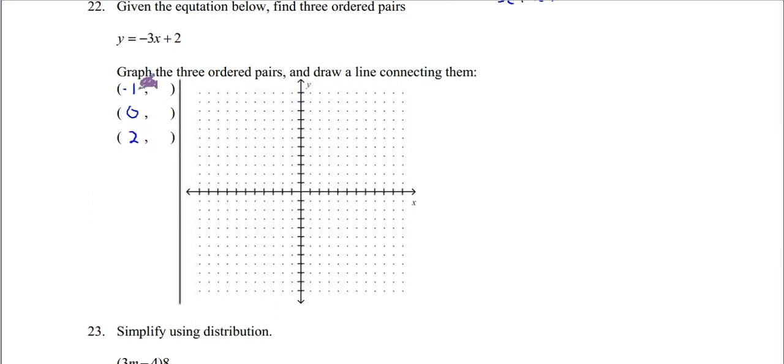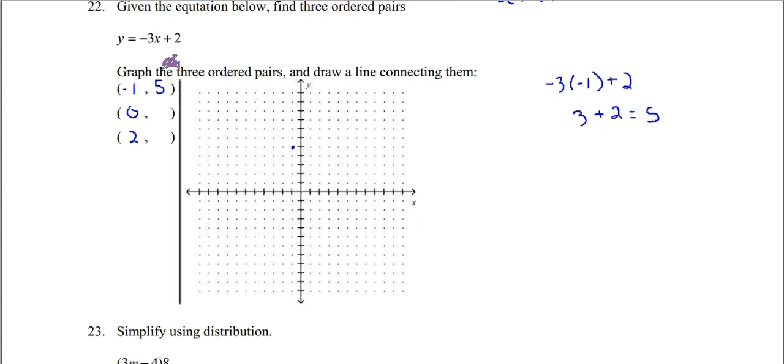All right, so for the negative 1, I'll show you what that looks like over here. Negative 3 times negative 1 plus 2. Negative 3 times negative 1 is positive 3, plus 2 is 5. Okay, negative 1, 5. Why don't we just go ahead and plot that one? Negative 1, comma 1, 2, 3, 4, 5. X is negative 1, y is 5 on that point.